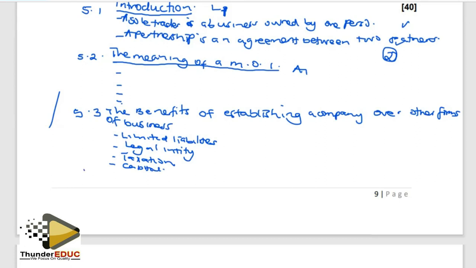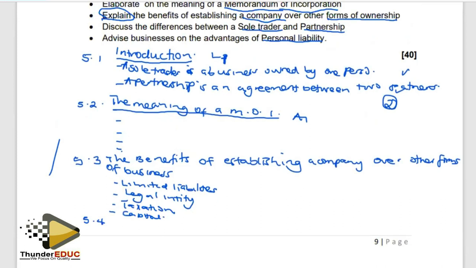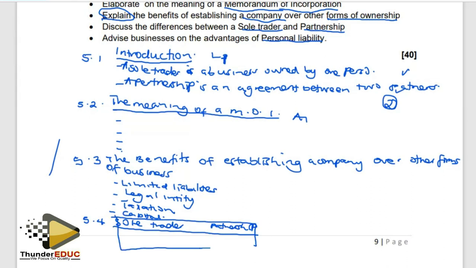Go to question 5.4, which talks about discussing the differences between sole trader and partnership. This is so good. If you come across such a question of differences, you are free to use a table when you are doing your differences. Please use a table so that you give us your answers. Decision making is easy. You have to wait for all partners. Profits are shared by all people.